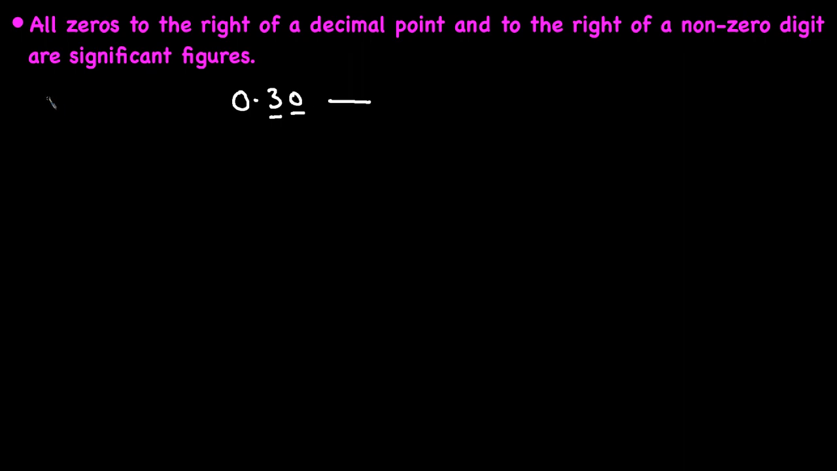Like in the previous case, it was 0.03. It was right of a decimal but left of a non-zero digit. But in this case, the 0 is right of a decimal and also right of a non-zero digit. So we're going to count this 0 as a significant figure. So in this case, we have two significant figures. Okay, so let's do one more.